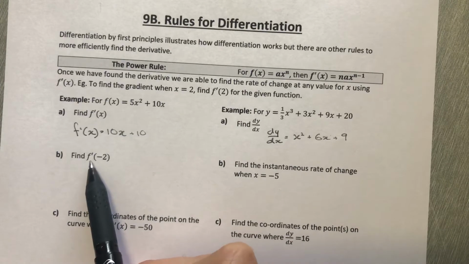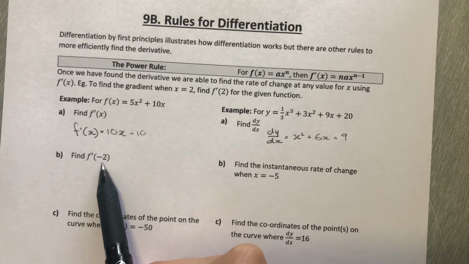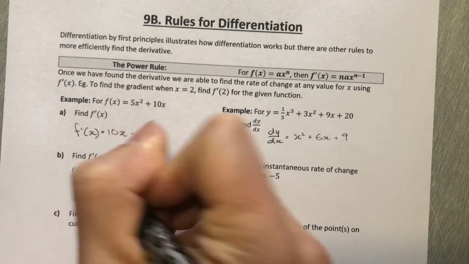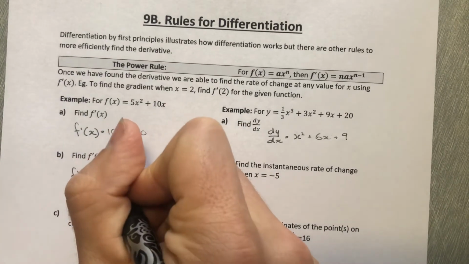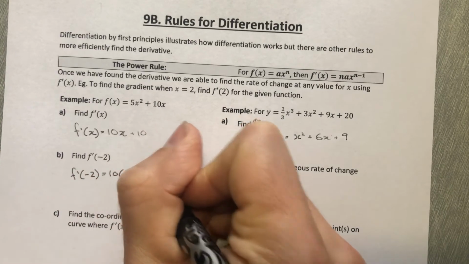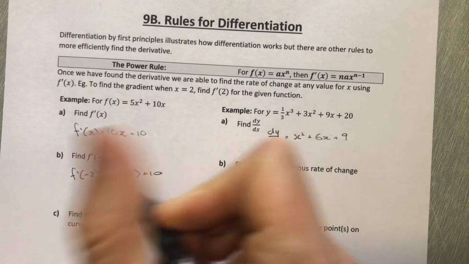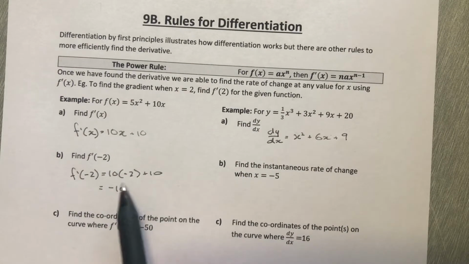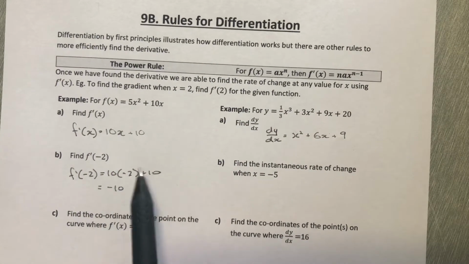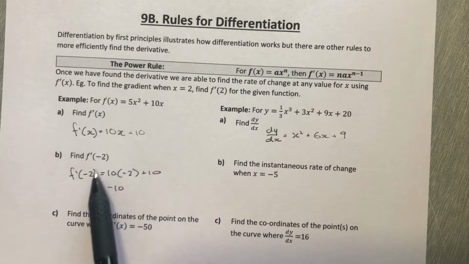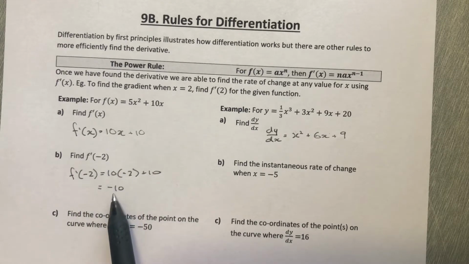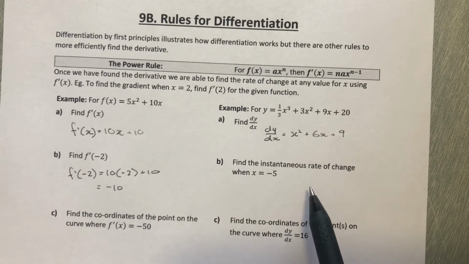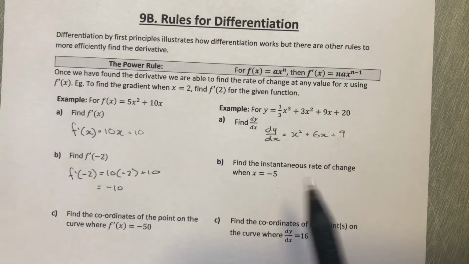This is asking us to find the gradient where x is -2. So to find the gradient where x is -2, we just substitute -2 into our derivative. So we're going to end up having -10. So we can say from this that where x is -2, the gradient is -10. So you can have a go at this one. I'm not going to do all those ones because it's going to make the video long.